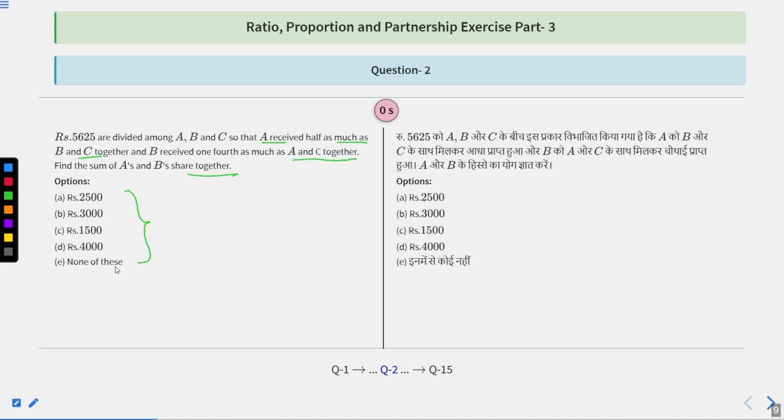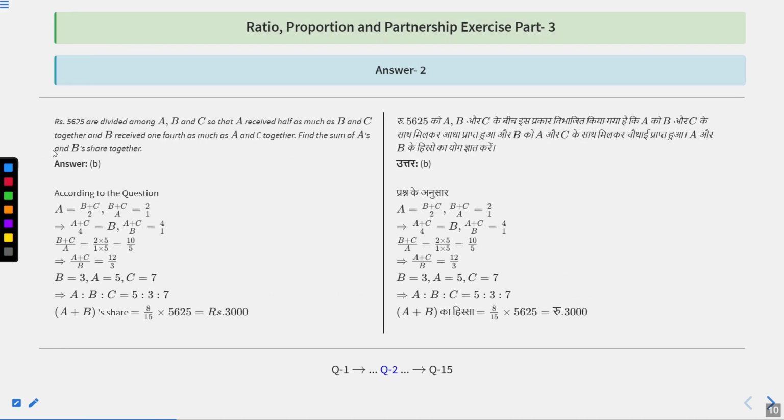Now time's up. Let's see the solution. According to the question, A is equal to (B plus C) by 2. It is given in the question: A received half as much as B and C together. So we can write A equals (B plus C) upon 2. So we can write (B plus C) upon A equals 2 upon 1.